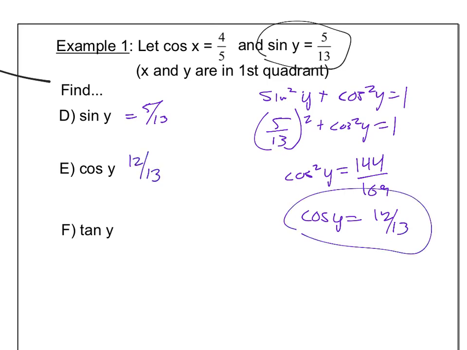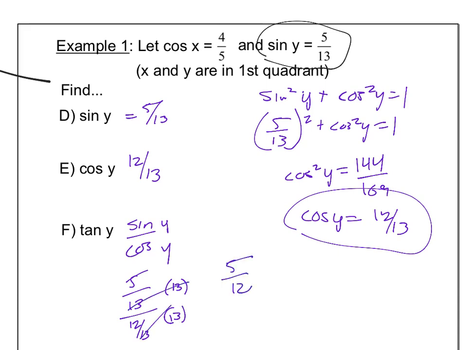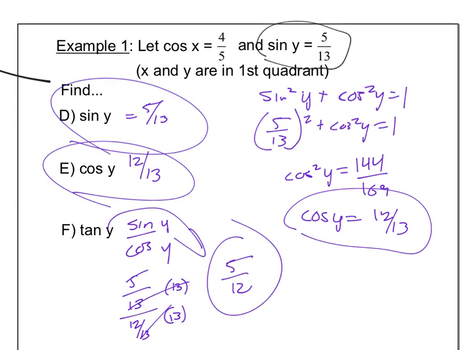Now, tangent, remember, is sine over cosine. So that's going to be 5 over 13 over 12 over 13. So multiply top and bottom by 13. You get 5 over 12 as your answer. All right, so tangent is that, cosine is that, sine is that.